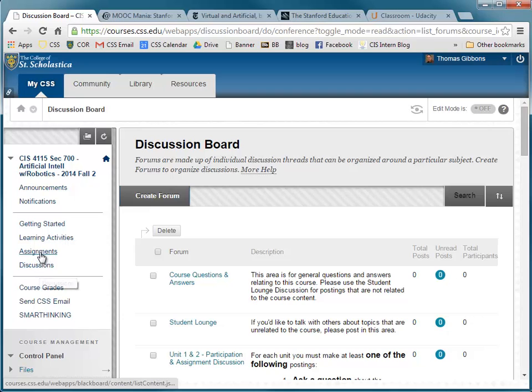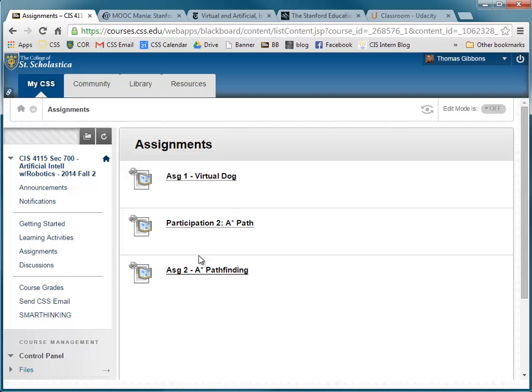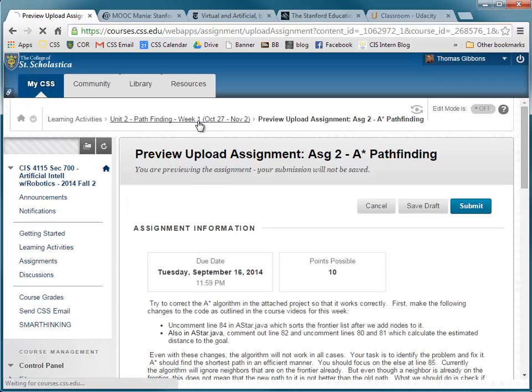Those are under discussions and linked from learning activities. Also under assignments, there'll be links to the assignments and participations. So these will take you back into the views for each week unit.